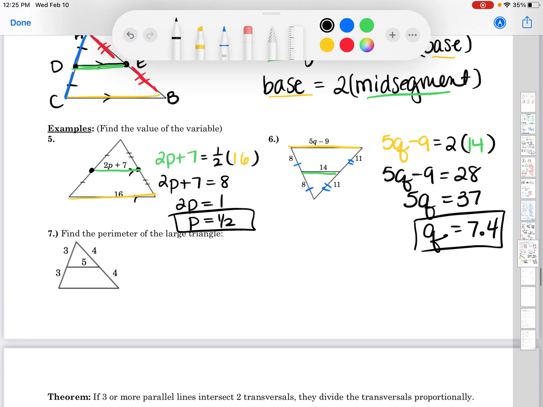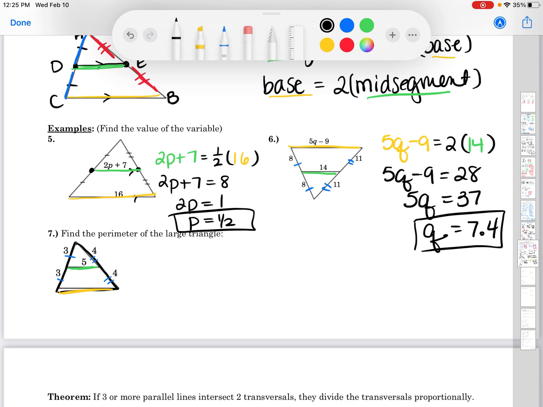All right, let's find the perimeter of this larger triangle. So the larger triangle is out here. In order to do that, we still need to find the base. So we have a midsegment, we have a base. We know that these are congruent just by looking at the values, 3 and 3, 4 and 4. So we can say that the base is equal to twice the midsegment, or that the midsegment is equal to half of the base. Does not make a difference.